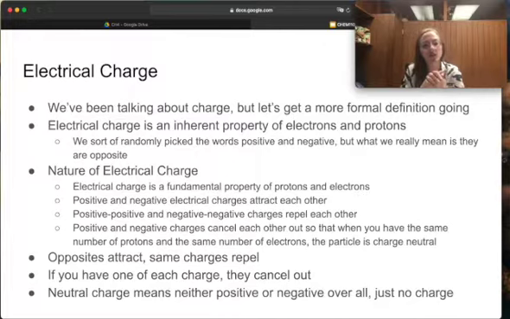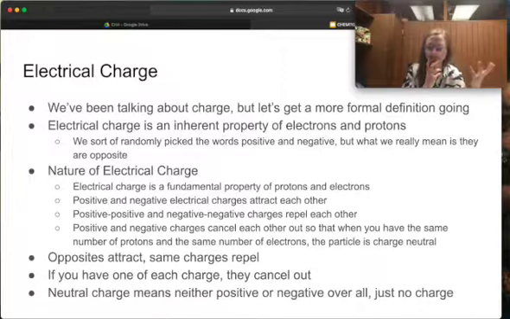We also have some more information about the nature of an electrical charge. These are some things we can think about and do with our electrical charges. So there are 4 points here to describe the nature of an electrical charge. First and foremost, as we've been talking about, it's a fundamental property of protons and electrons. It's there. Second, positive and negative electrical charges attract each other. Okay, so opposites attract. Sounds familiar. Heard it before. It holds true here. So if you have a positive charge and a negative charge, they're going to attract each other.